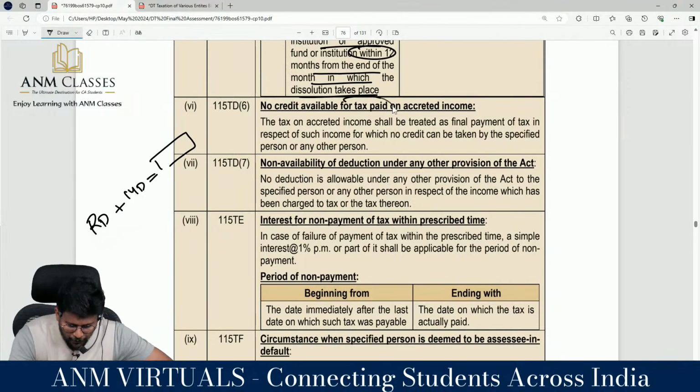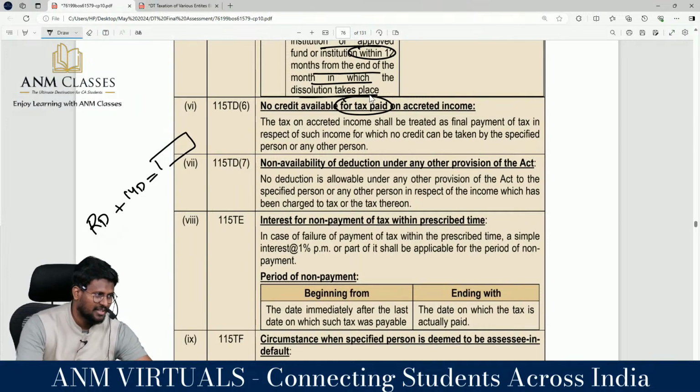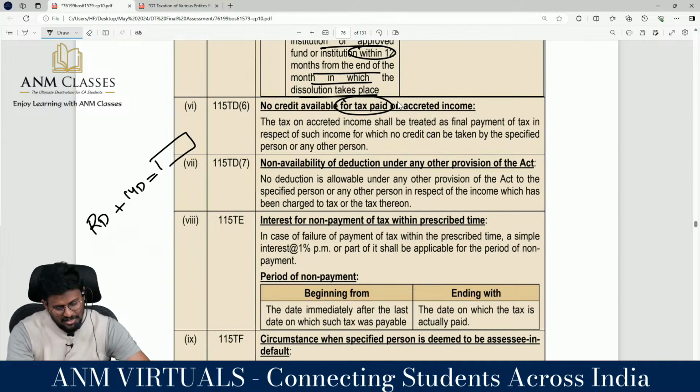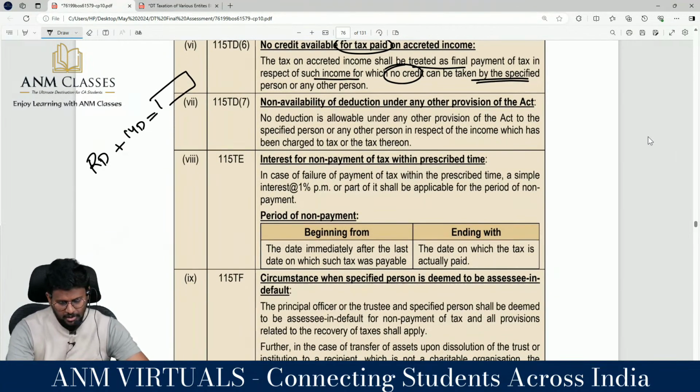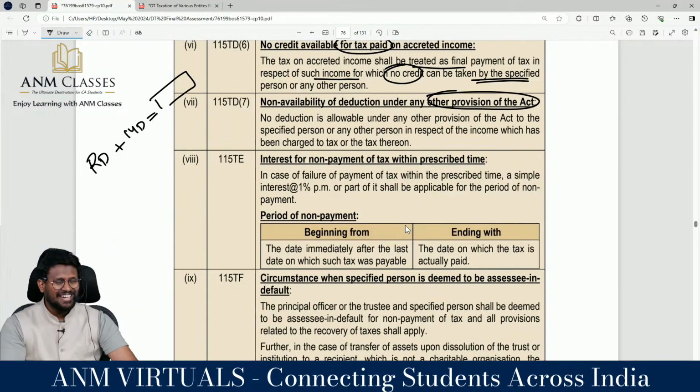No credit available for tax paid on accreted income. The tax on accreted income shall be treated as a payment of tax in respect of such income, for which no credit can be taken by the specified person, nor is there any deduction under any other provision of this Act.